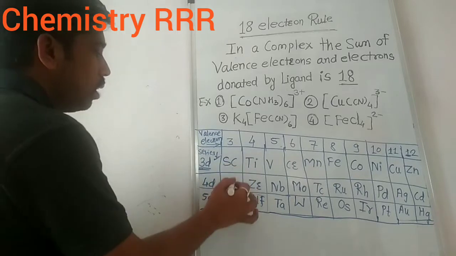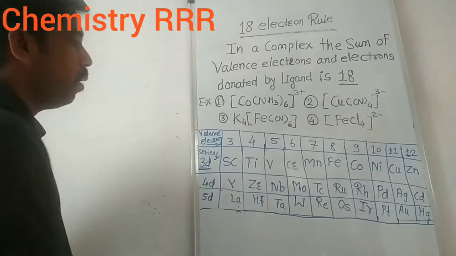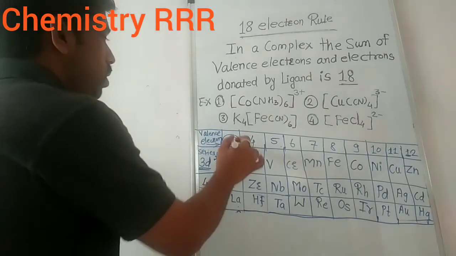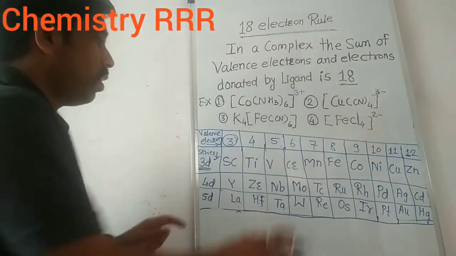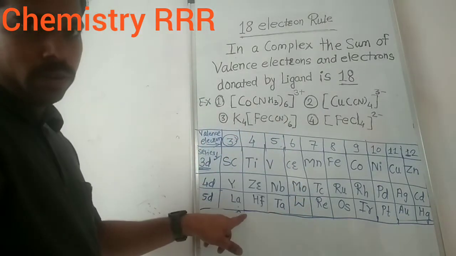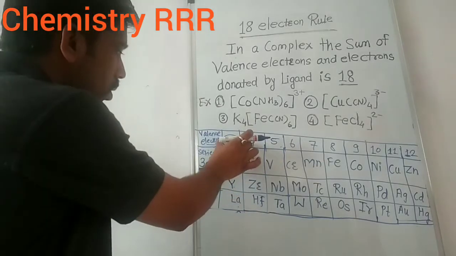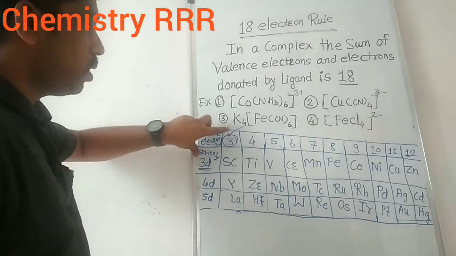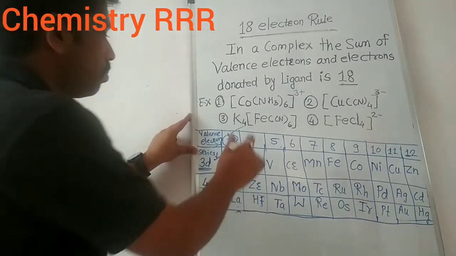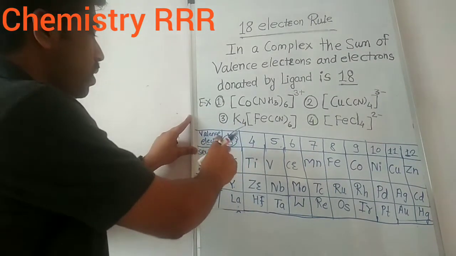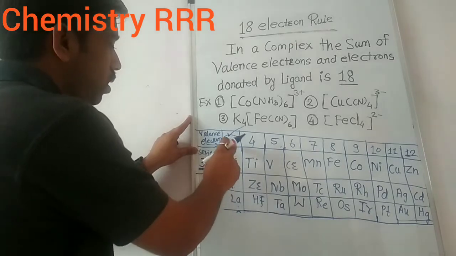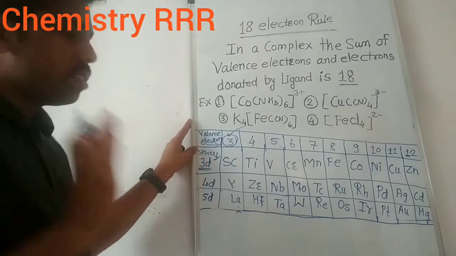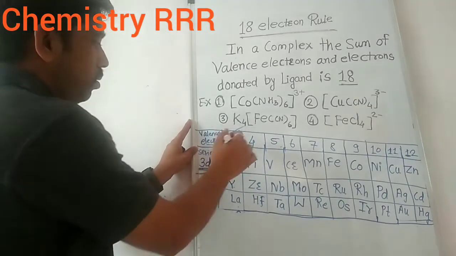Scandium, yttrium and lanthanum have 3 valence electrons. Just remember the group number of the transition metal elements. This is nothing but the group number. The number of valence electrons present in scandium is 3, for yttrium also 3, and lanthanum also 3. This is the group number.